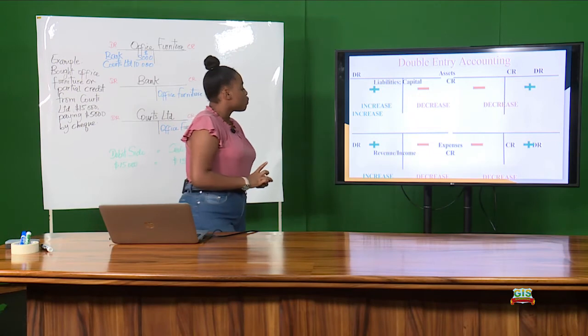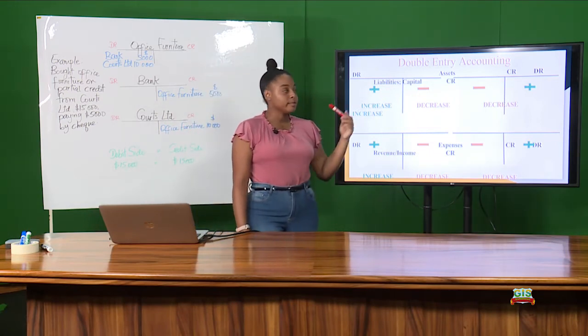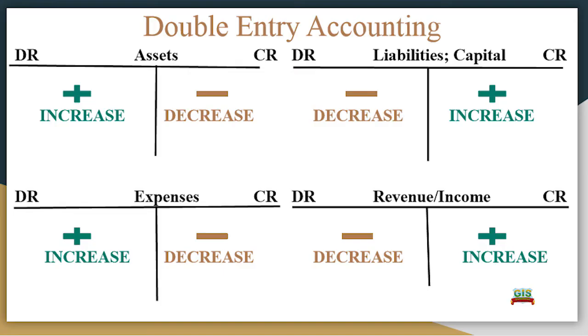Another error that you make is confusing how the accounts are being affected. Again, guys, I'm in PowerPoint technology, so please bear with me. Assets and expenses, being that they are debit entries according to our golden rules, to increase them, we debit. To decrease them, we do the opposite, we credit. Liabilities, capital, and revenue accounts, being that they are credit entries according to our golden rules, to increase them, we credit, and to decrease them, we do the opposite, we debit.